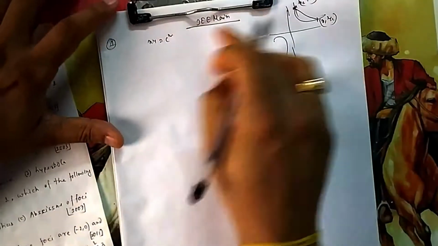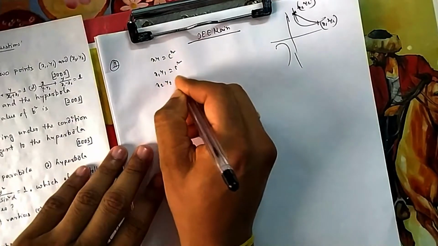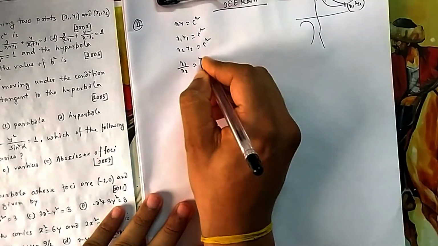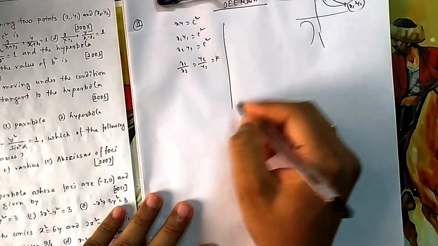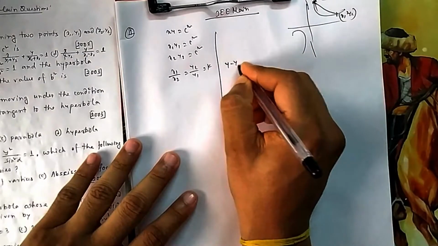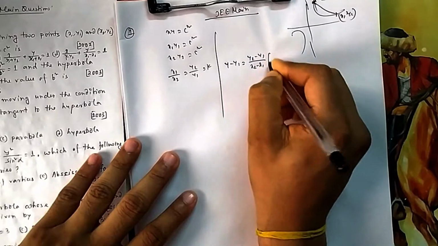So because these two are the points on this one, these two should satisfy. So this one you write it down, these two should satisfy. Then the ratio x1 by x2 will be equal to y2 by y1. Same. And let that ratio be equal to k. So what is the equation of the line connecting 2 points? This is easy. y minus y1 is equal to y2 minus y1 divided by x2 minus x1, into x minus x1.